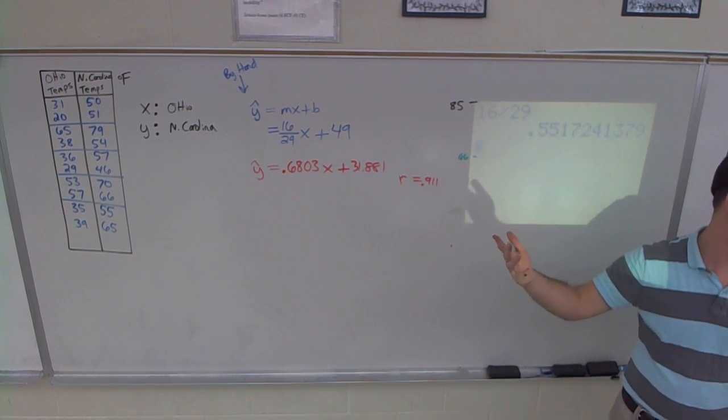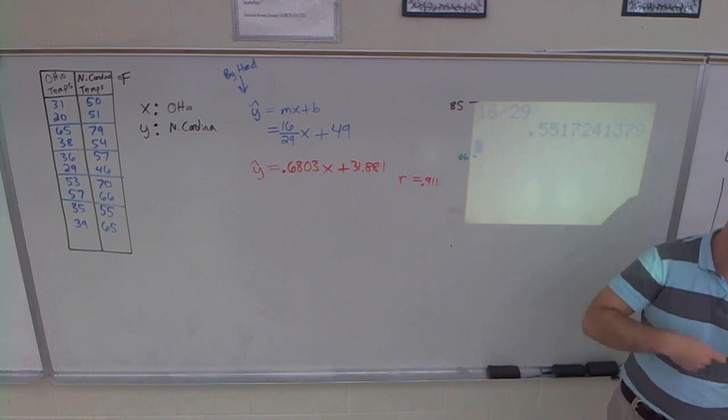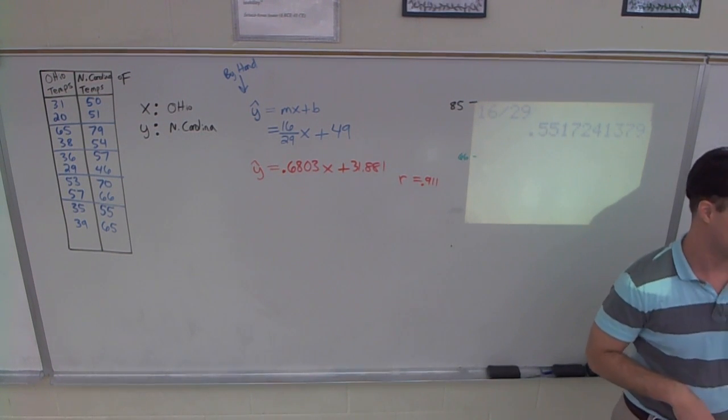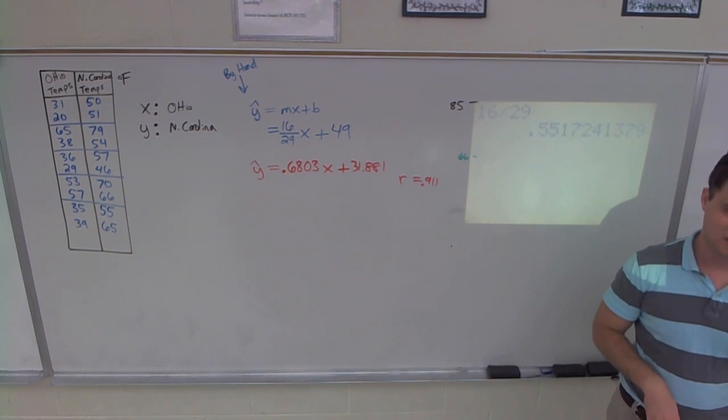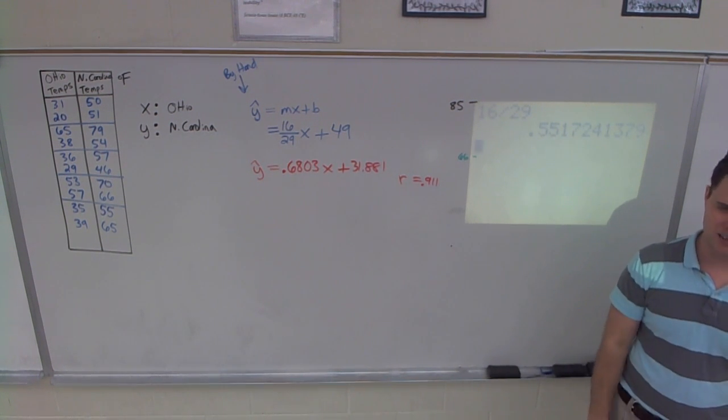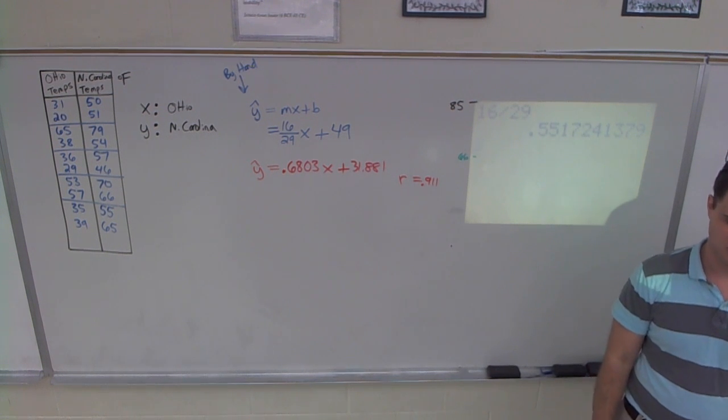It's not great, and that's what you're going to find. You want to do the best you can. I just drew it by hand, and you should use a ruler, right? So that's not bad. My intercept's pretty wrong. 49 versus 31? What?